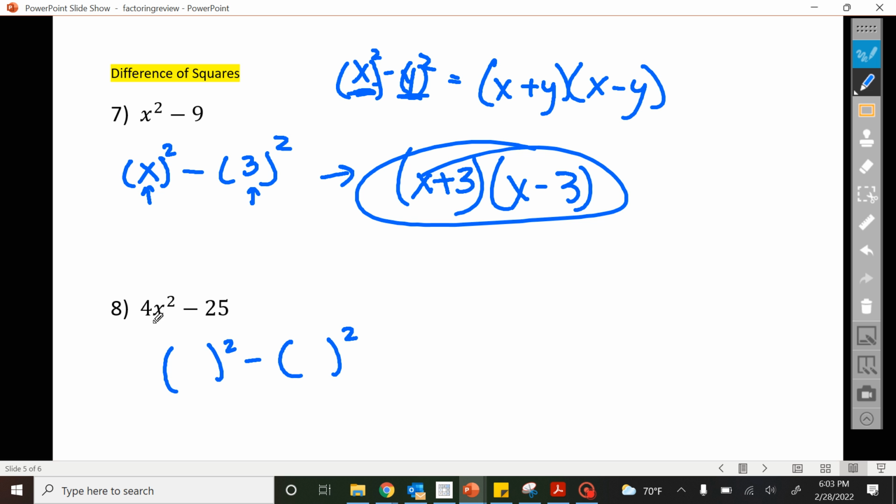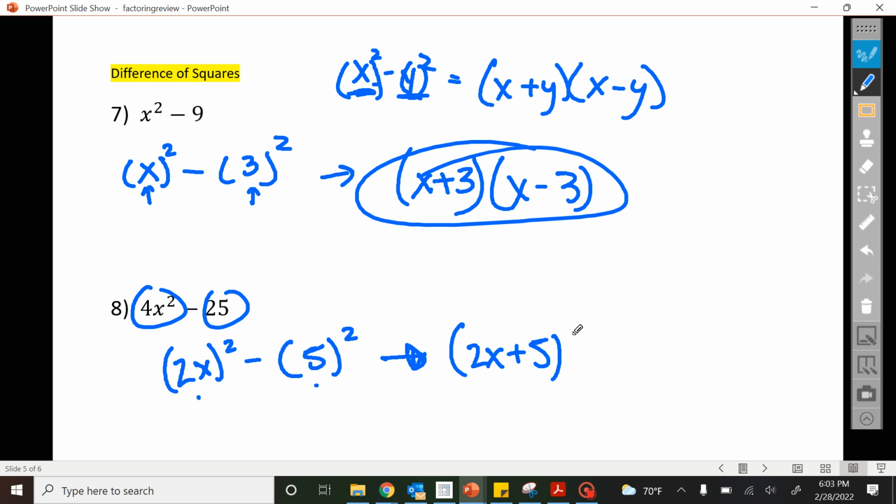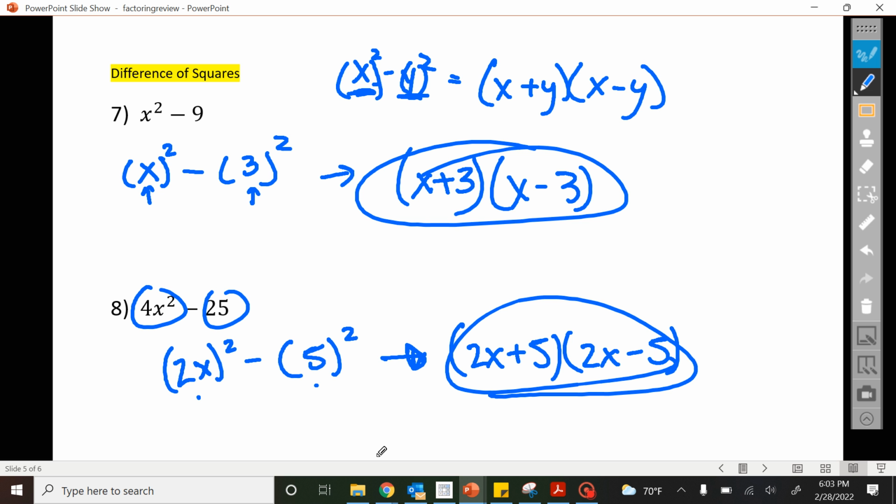So for number 8, we need to figure out how to make this a square. Well, 4 is made a square by 2. 2 times 2 is 4. And x to the second is made a square by x. X times x is x squared. For 25, 25 is made a square by 5. So 2x and 5 are what makes these squares. So the first factor would be them added together, 2x plus 5, and the second factor would be subtracted, 2x minus 5.